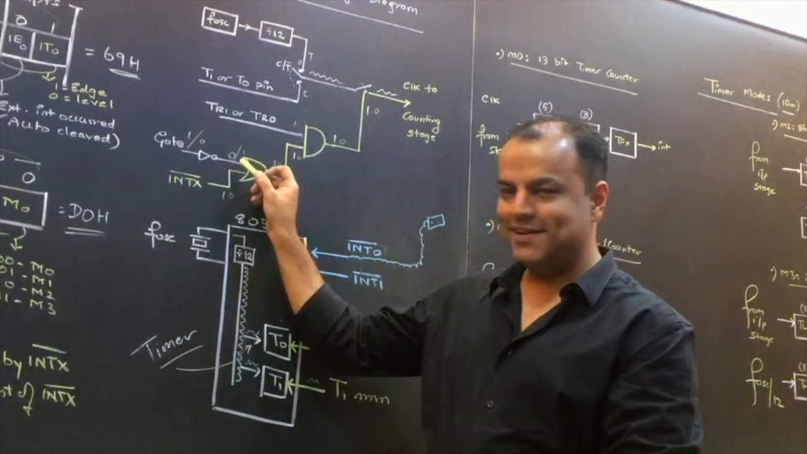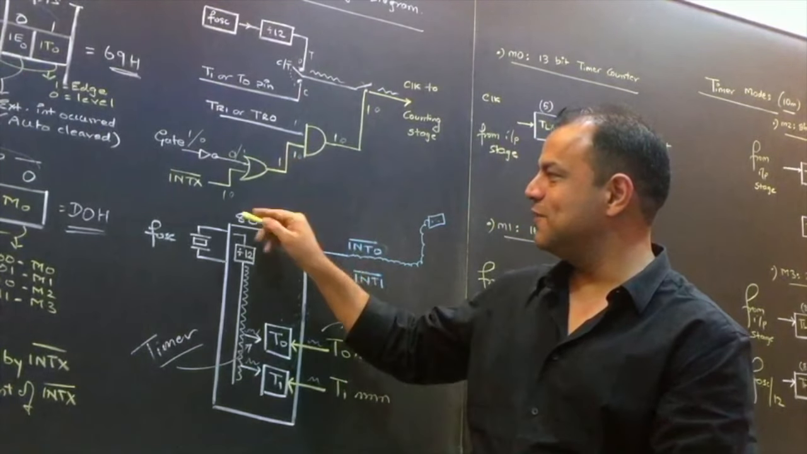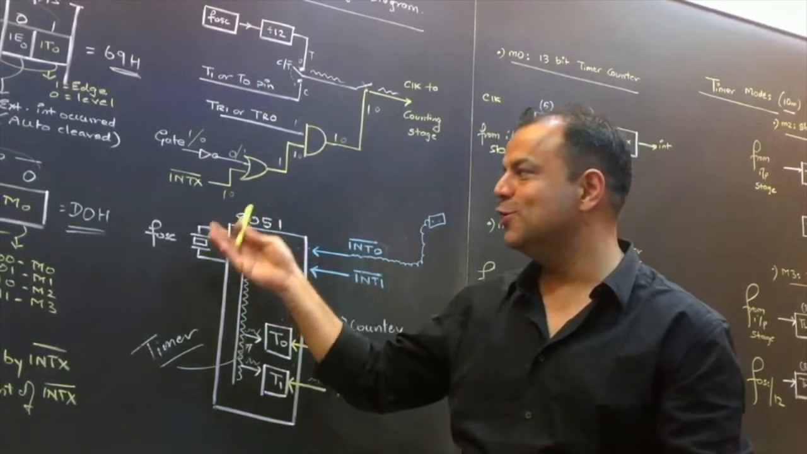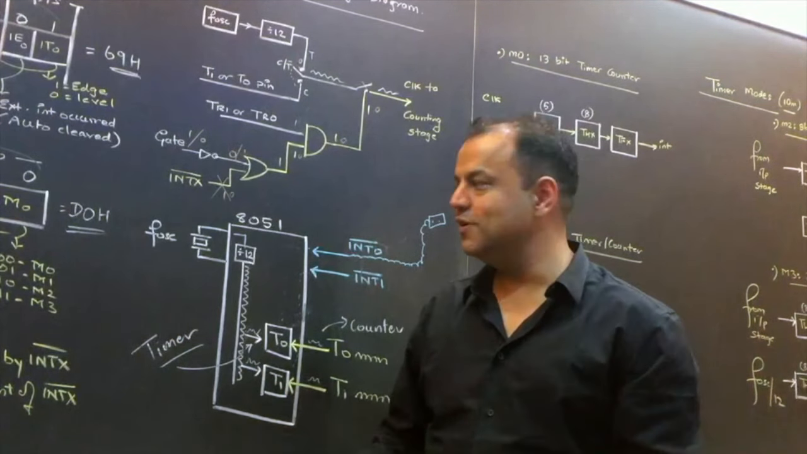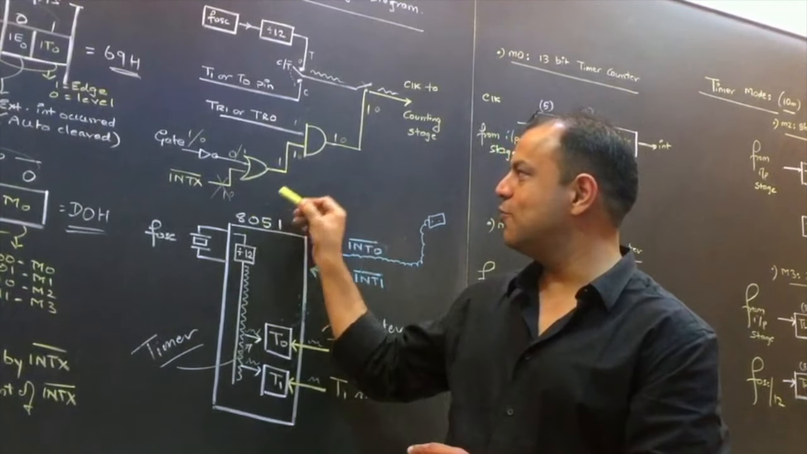In an OR gate, if one input is 1, unconditionally the answer is 1, irrespective of the other input. Whether it is 0 or 1 is immaterial. So something which was so important in the circuit has now been just removed. INTX has no role to play over here. If this line is 1, the answer is always 1.